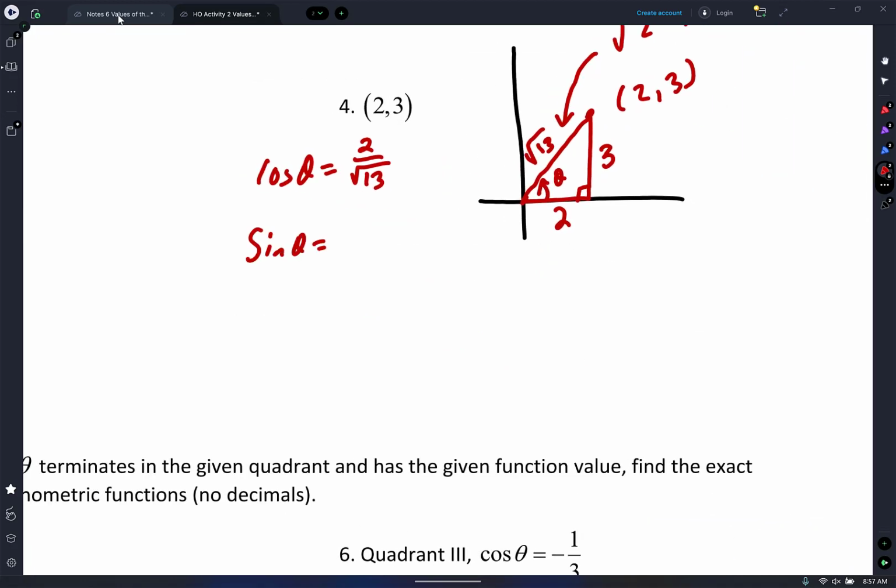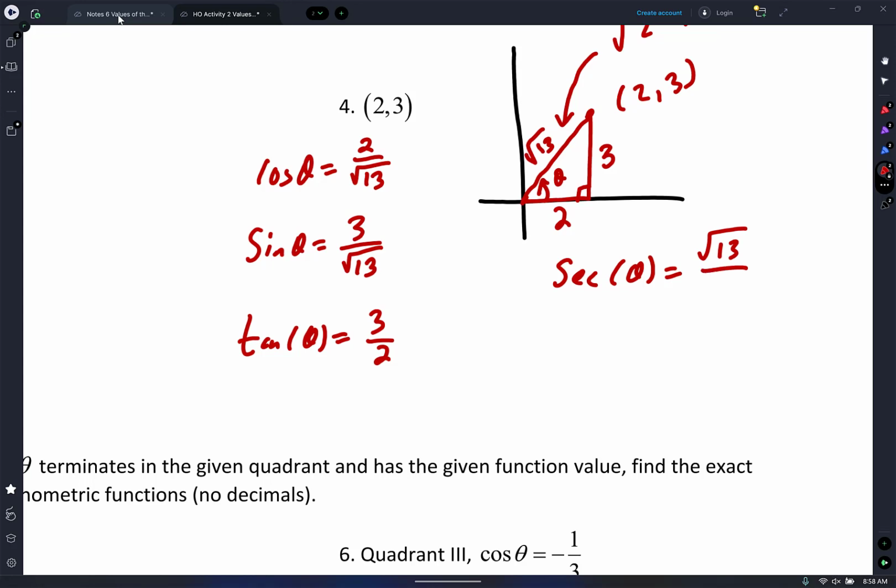Sine theta is opposite over hypotenuse, so 3 over square root of 13. Tangent is opposite over adjacent, so 3 over 2. Secant is the reciprocal of cosine, so square root of 13 over 2. Cosecant is the reciprocal of sine, so square root of 13 over 3. And finally cotangent, 2 over 3.